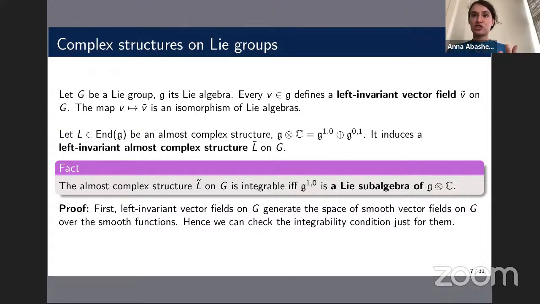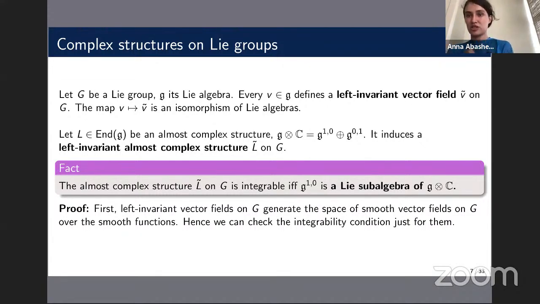Next, we are going to introduce complex structures on nil manifolds. So first, let's talk about what are complex structures on Lie groups. First of all, as you probably know, every vector in a Lie algebra defines a left invariant vector field on the whole Lie group G. And the map sending a vector in the Lie algebra to the corresponding left invariant vector field is an isomorphism of Lie algebras. In exactly the same way, if one has an almost complex structure on the Lie algebra g, then one can form from it a left invariant almost complex structure on the whole Lie group G.